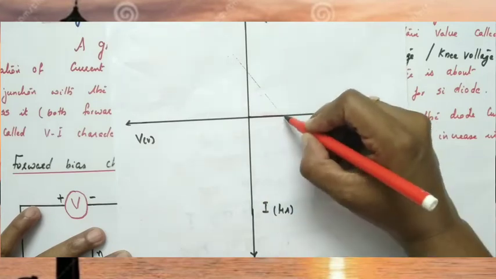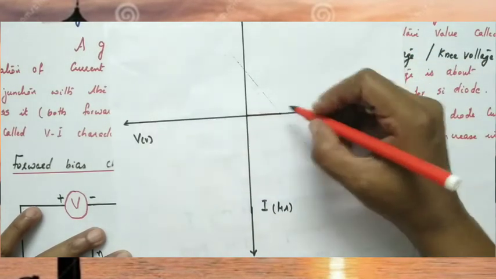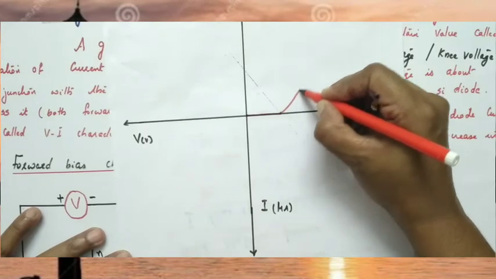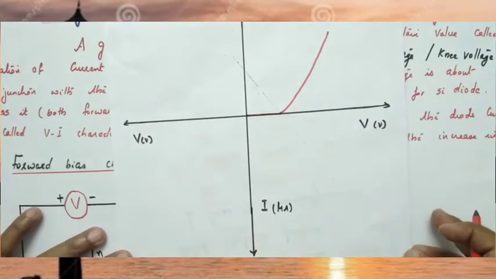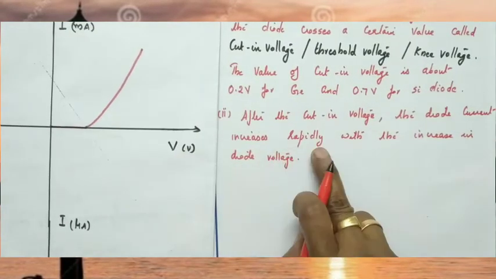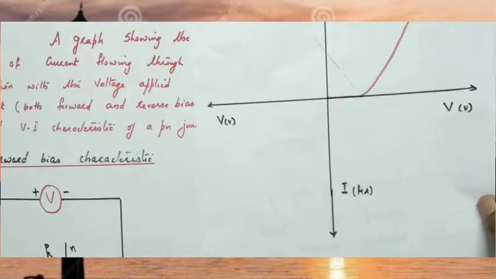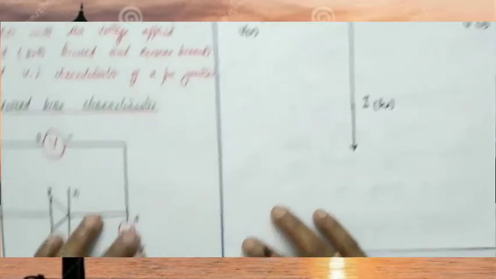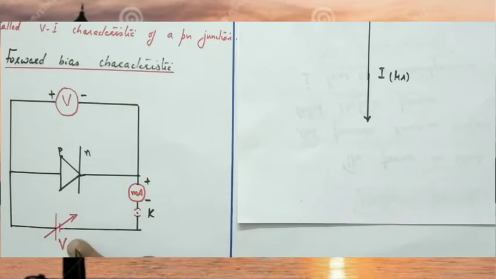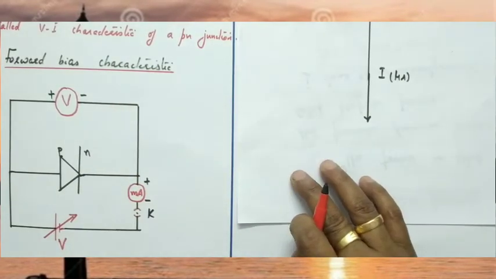And after that, as voltage increases, what happens? The PN junction diode begins to conduct. After that it increases sharply. After the cut-in voltage, diode current increases rapidly with the increase in diode voltage. After cut-in voltage, if the supply voltage increases, what happens? The PN junction diode conducts smoothly.